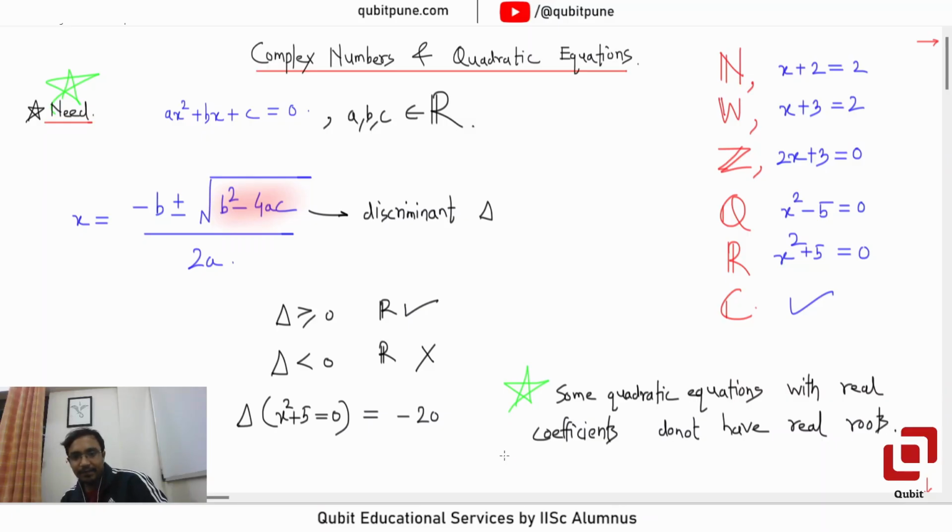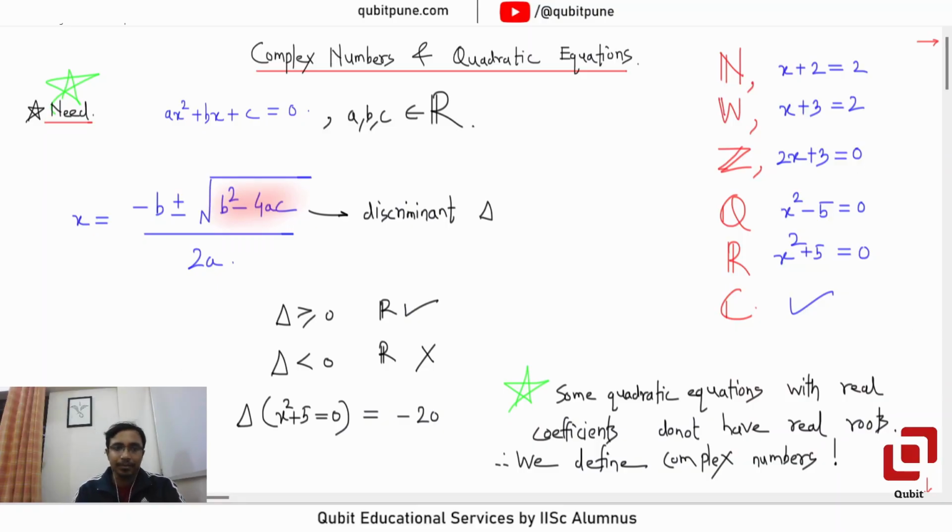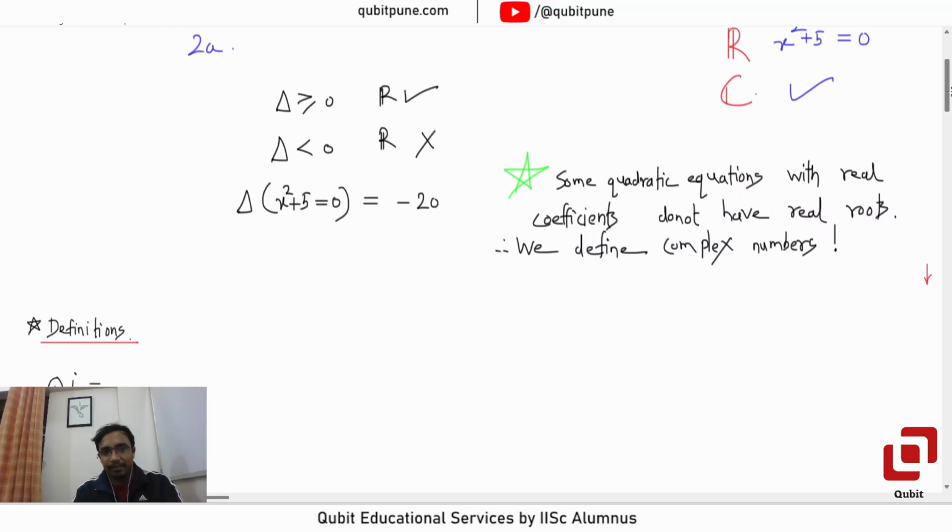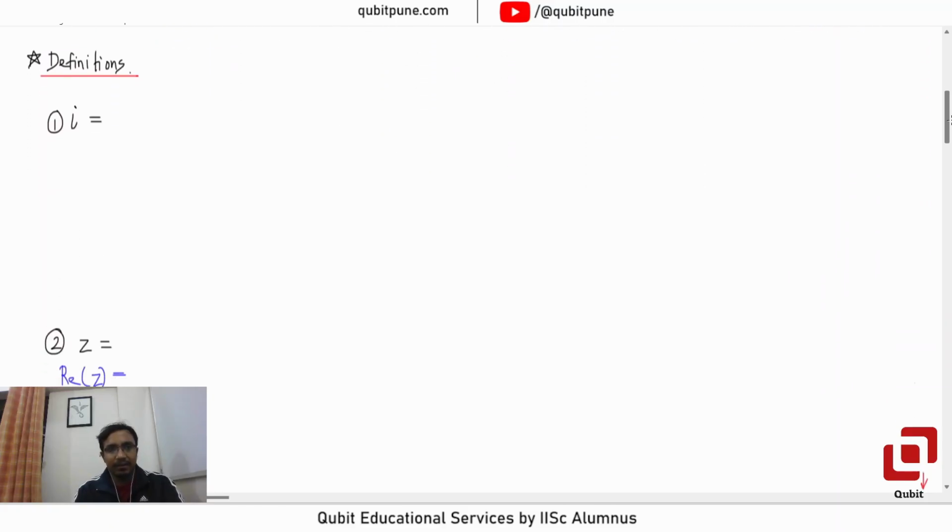Hence we define complex numbers. So the need should be clear to us. Why are we studying this topic? What is its use? Fine. So let us now start with the definitions.